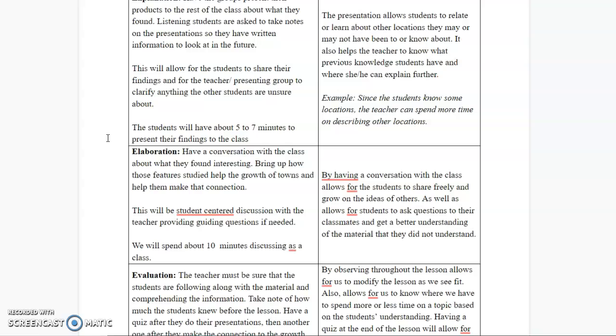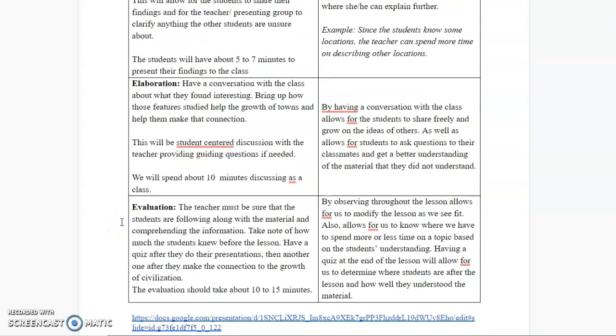For elaboration, we're going to have a class conversation about what they found interesting. We're going to bring up how those features actually helped the growth of towns and help them make that connection. This is going to be a student-centered discussion, and the teacher, which is us, or me, I guess, is going to be guiding the questions if they get off topic or need help. It's going to take about 10 minutes.